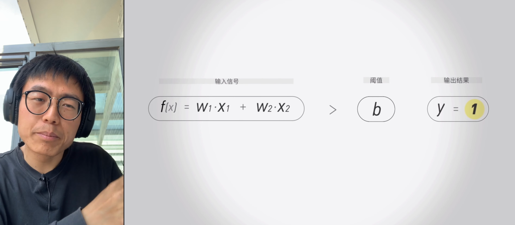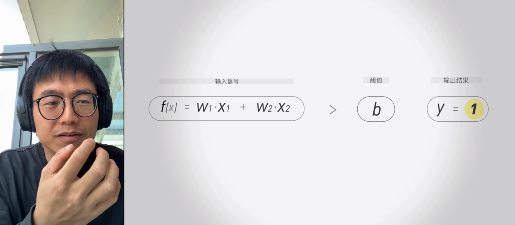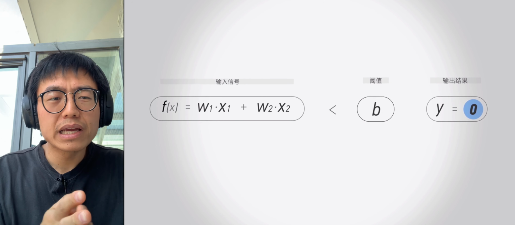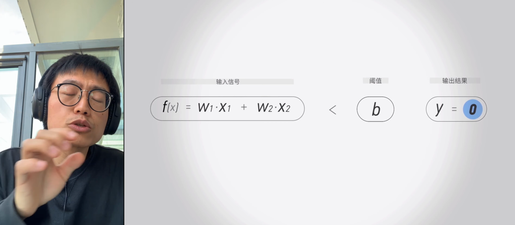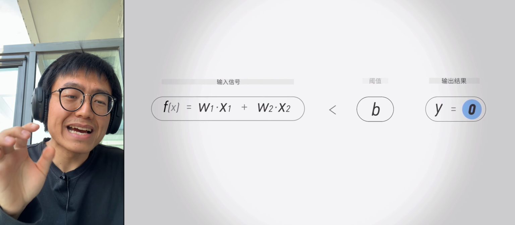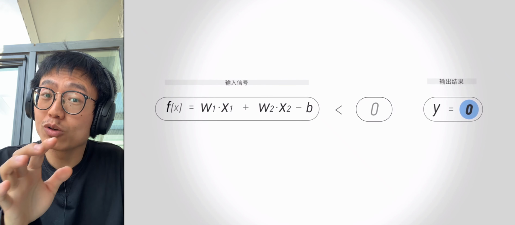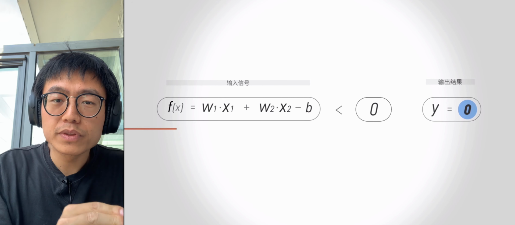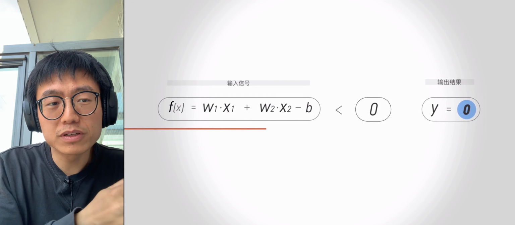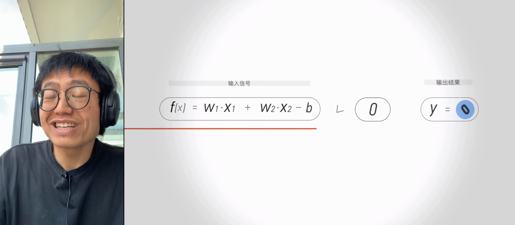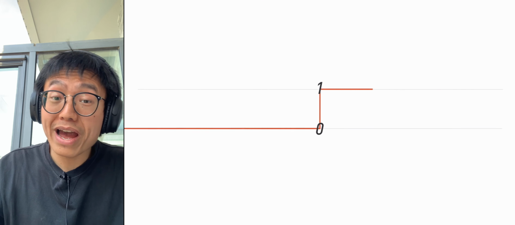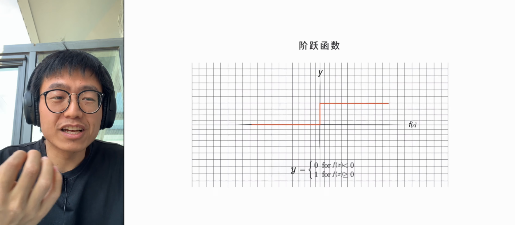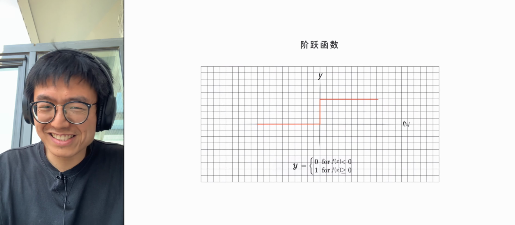If it is greater than b, it outputs 1. Less than b, it outputs 0. If we move b from the right to the left of the equation, that's what the step function really looks like. If f(x) is less than 0, then y equals 0. If f(x) is greater than 0, then y equals 1. If we represent it in the coordinate system, it looks like this.